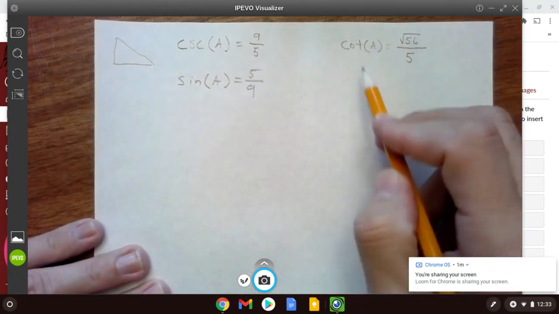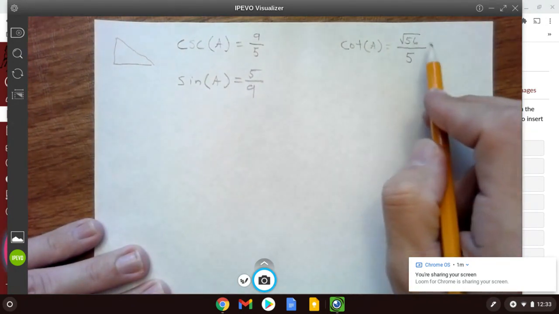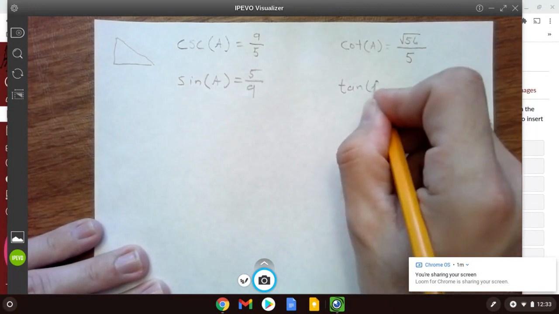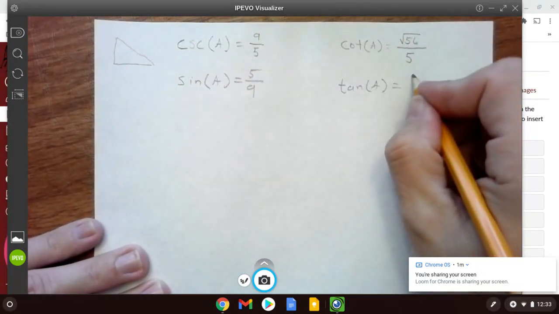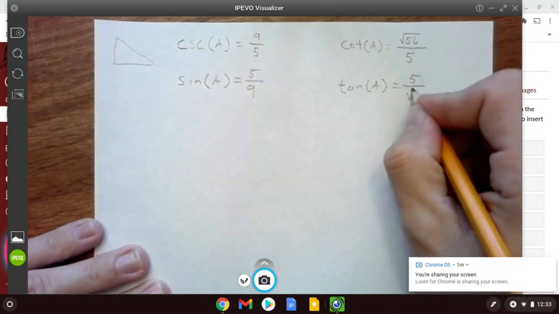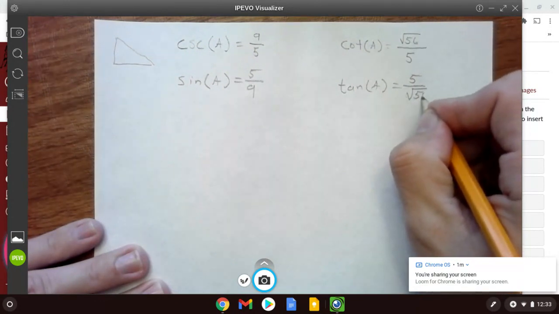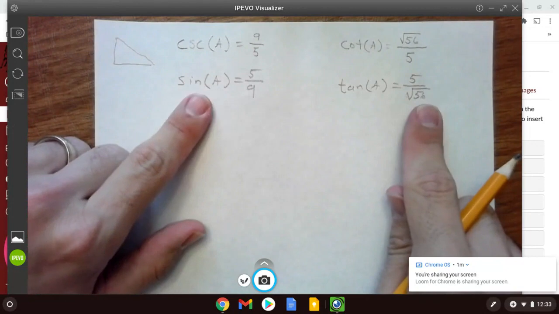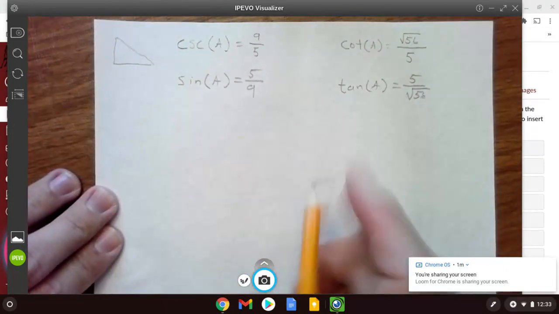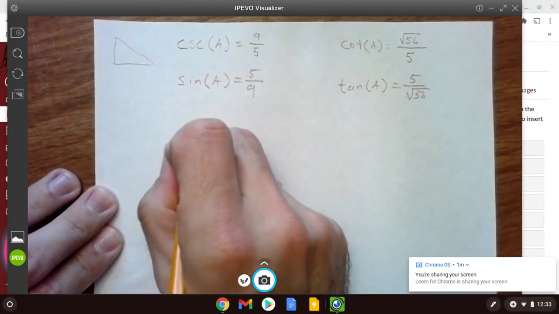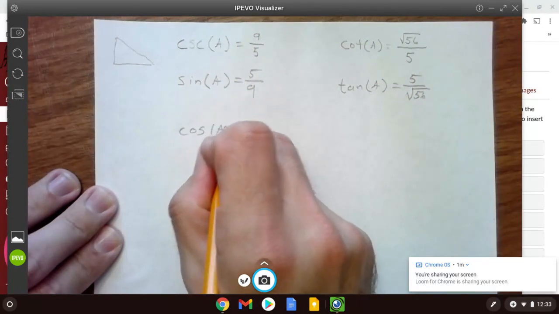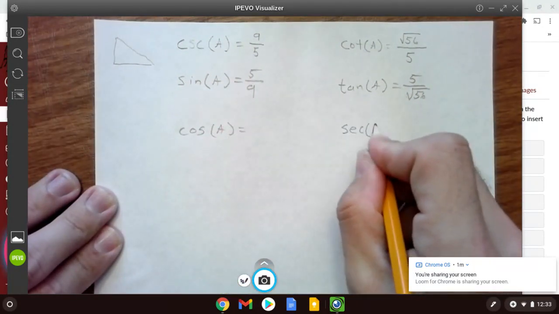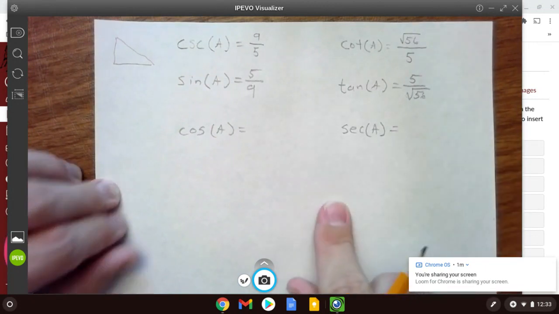So, if cotangent is equal to this, that means that tangent is equal to 5 over root 56. With these pieces right here, we're going to be able to fill in the other two, cosine and secant. Obviously, these two are just reciprocals of each other.